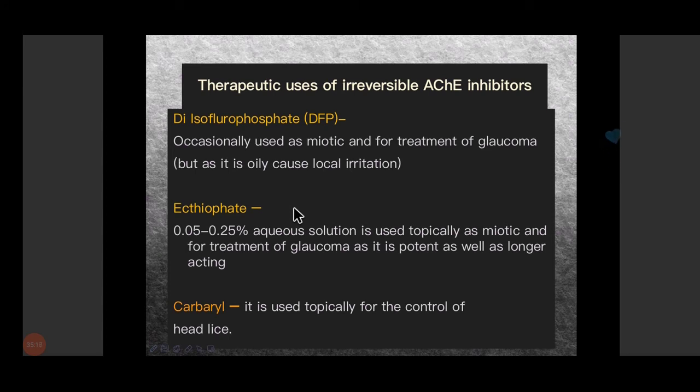Therapeutic uses of irreversible anticholinesterase inhibitors. There are hardly any therapeutic uses for this group. Echothiopate can be used topically, as it is reversible also to some extent, as a miotic for the treatment of glaucoma. Carbaryl for head lice. Diisopropyl fluorophosphate is occasionally used as a miotic, but there are hardly any uses of these drugs, so just for academic interest I'm talking about their uses. Otherwise, these irreversible anticholinesterases are generally used as pesticides or insecticides, and generally we are dealing with their poisonings only.